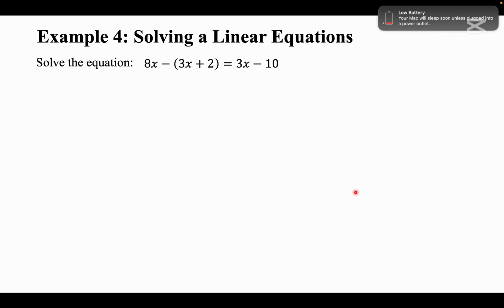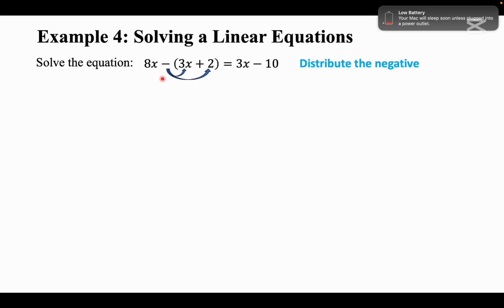Example 4, we have the following problem. Now, one thing I want you to notice here is that a minus here means it's a negative 1 here. A lot of students tend to get this type of problems wrong. So how do we solve this problem?